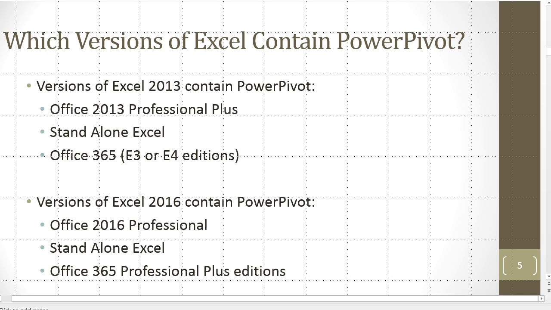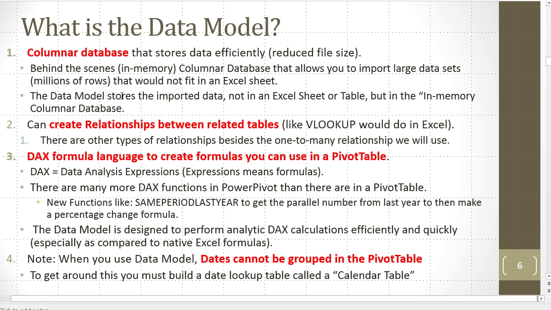Now, what is the data model? At its essence, it is three things. It is the columnar database. We can import big data into this database. We can create relationships between related tables, and the DAX formula language to create formulas for the pivot table. It's those three things together. So when people say data model, we have built and organized and modeled this data in preparation of making our reports. The columnar database lets us bring in big data and will perform with the DAX formulas quickly on that big data. We build our relationships so we don't have to use VLOOKUP.